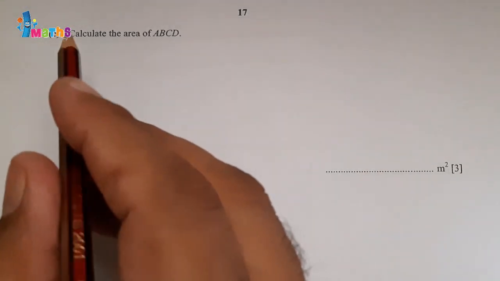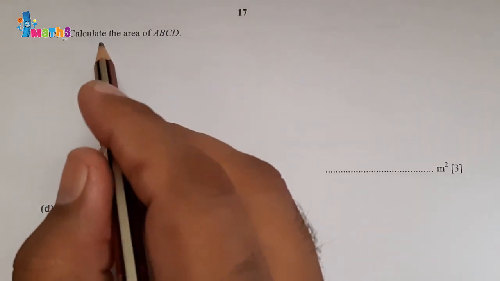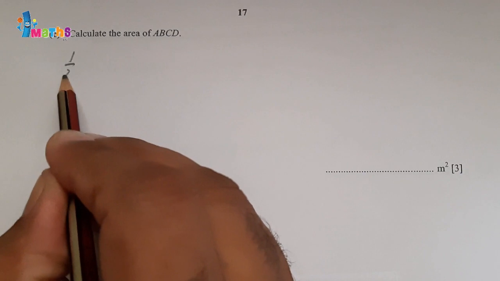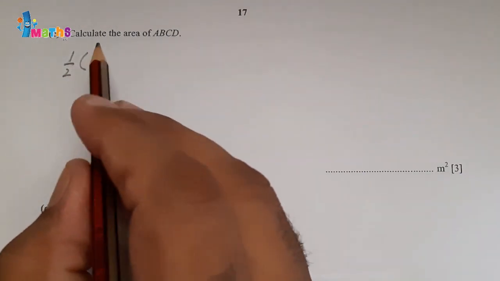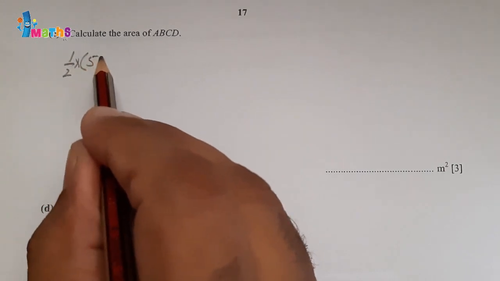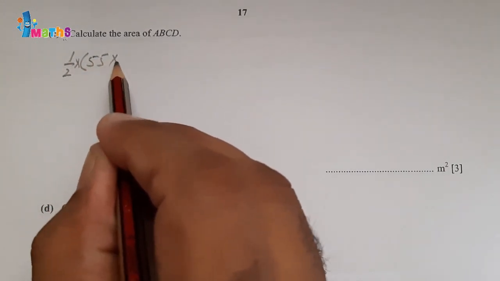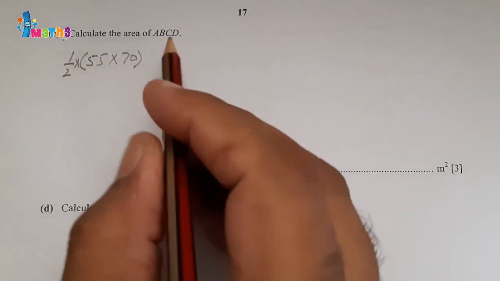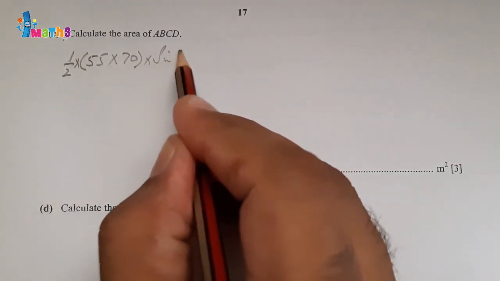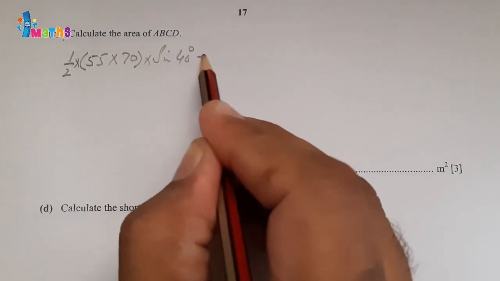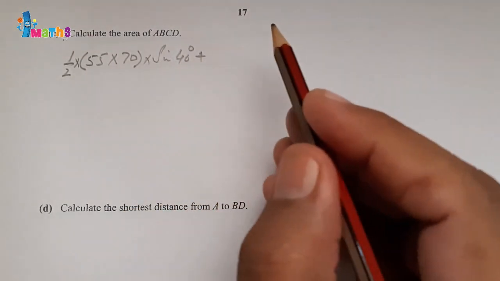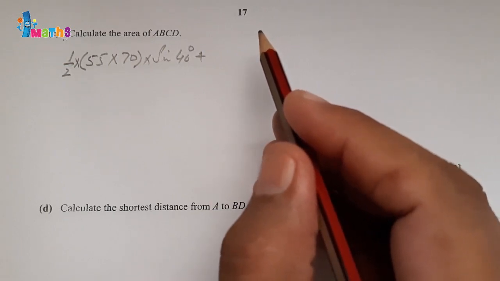So I will write down for the shaded triangle. So it will be 1 by 2 and multiply by 55, which is one side, and the other side is 70, and multiply by sine of the included angle, which is 40, so sine 40, plus the area of the other triangle, which is DBC.